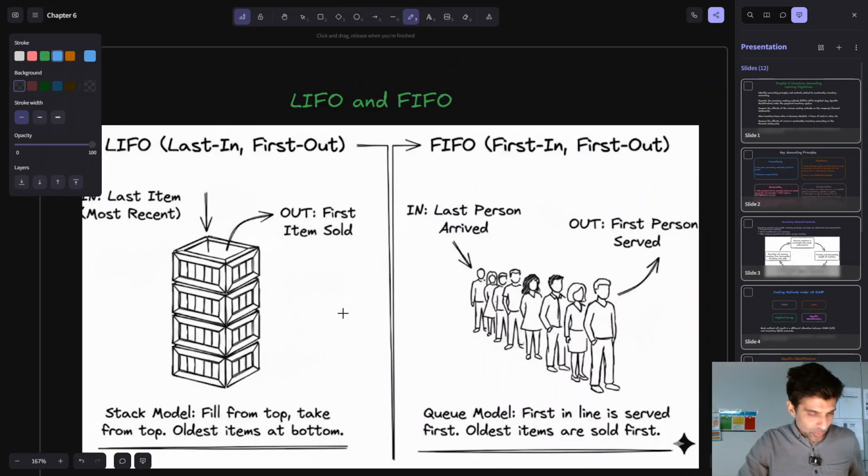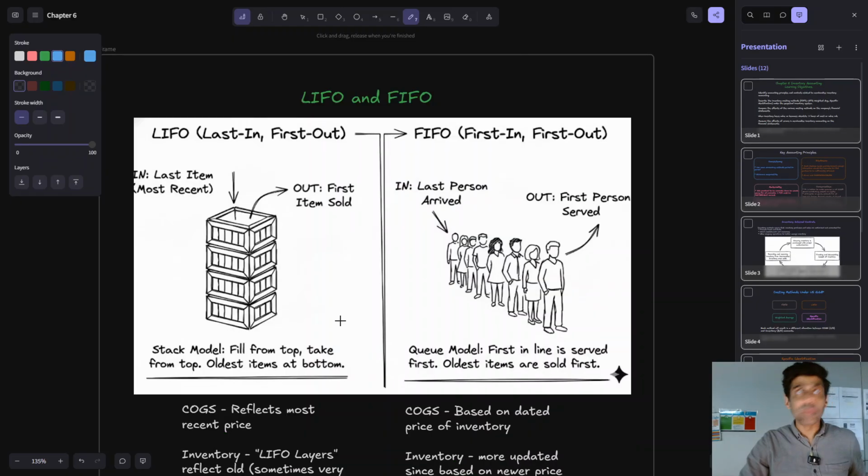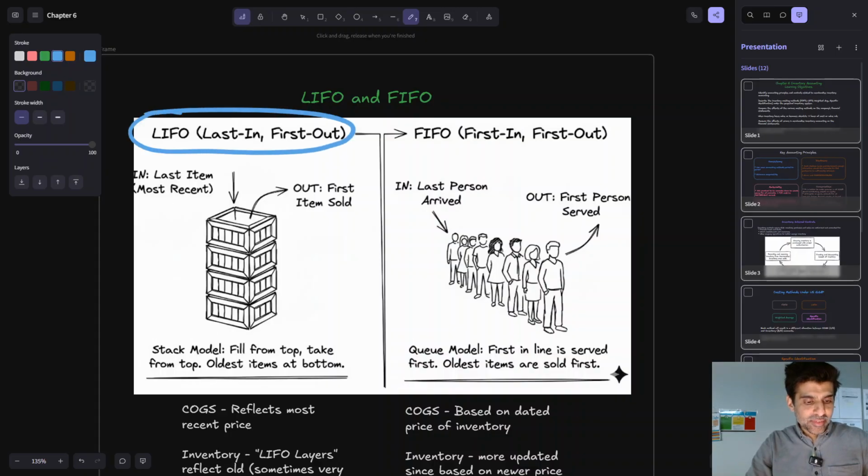I'm just going to talk about what these are. I'll do one example, and then we'll probably spend the rest of the class working together on doing this. Okay, so LIFO versus FIFO. LIFO is last in, first out. You can think about it as a stack.